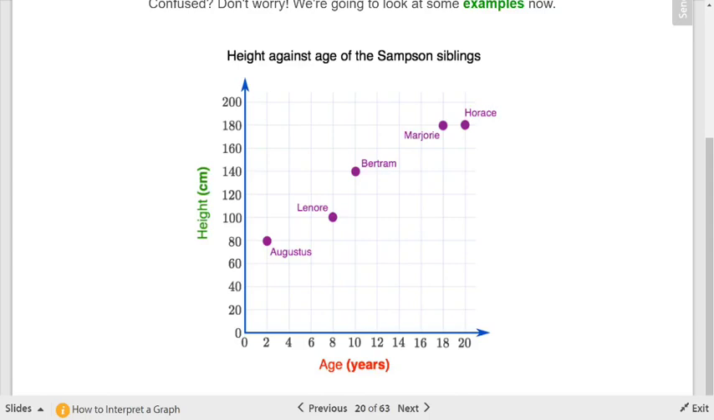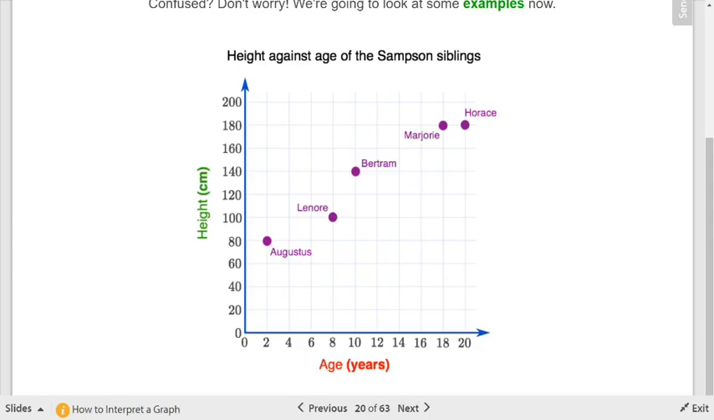So what is the axis on the bottom? Guys, what's the axis on the bottom? Age. What's the axis on the Y? Height in what kind of units? In centimeters. Good. So you can look at this graph and then answer questions based on the information that's given.